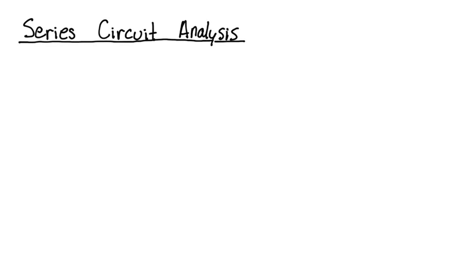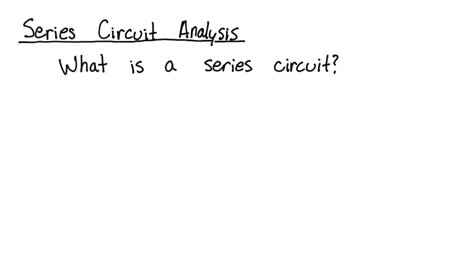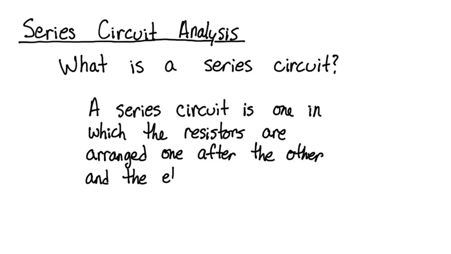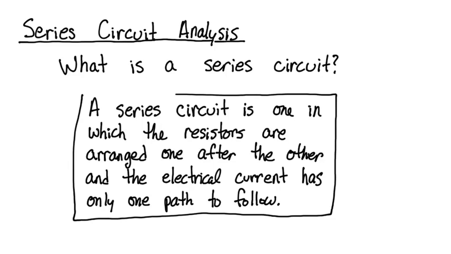In this video, I am going to show you how to analyze and find unknown values in a series circuit. We should probably start by asking, what is a series circuit? One definition of a series circuit is, a series circuit is one in which the resistors are arranged one after the other, and the electrical current has only one path to follow. So, let's take a look at what that means.